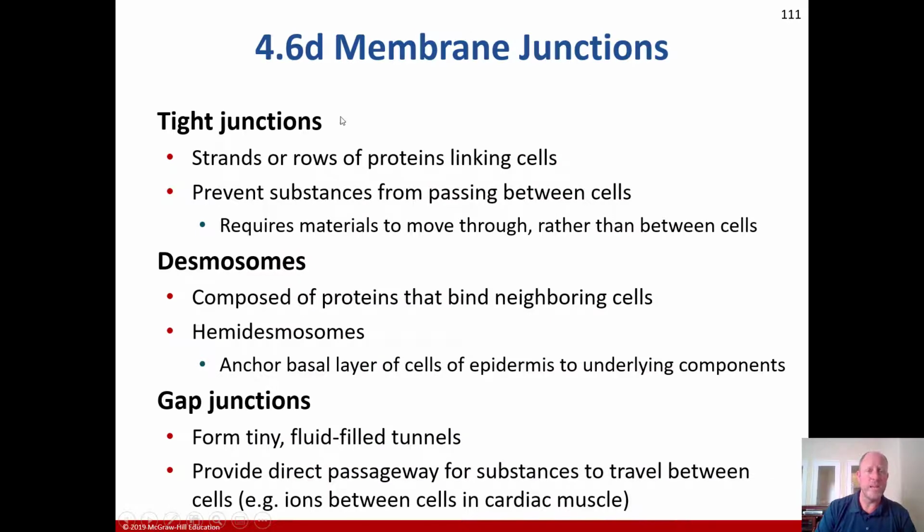The membrane junctions include tight junctions. They're strands or rows of protein linking cells. They prevent substances from passing between the cells. That makes sense, having a tight junction, making less room, right? It requires materials to move through rather than between cells.